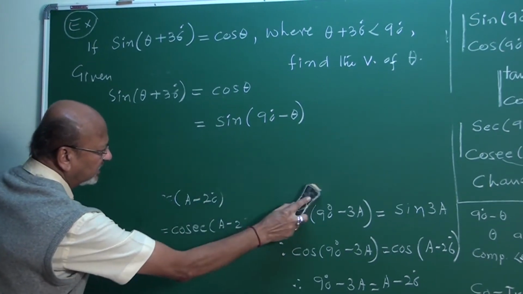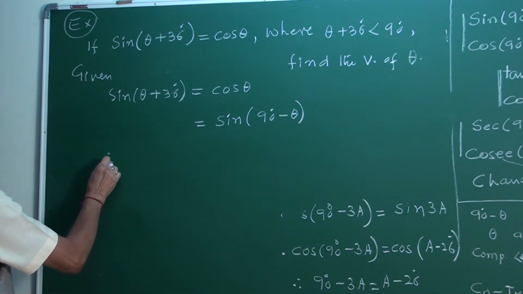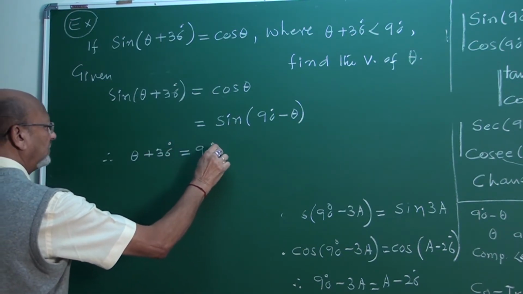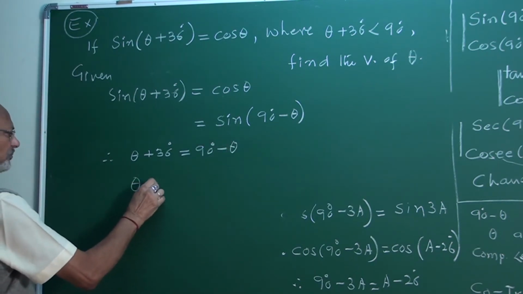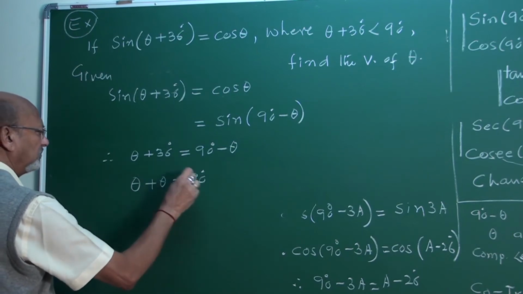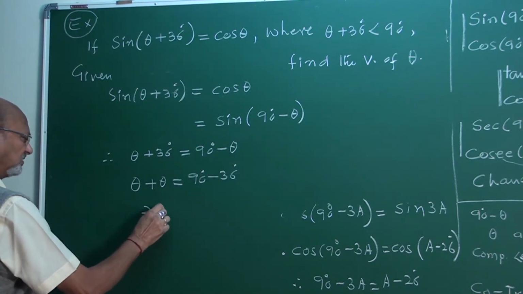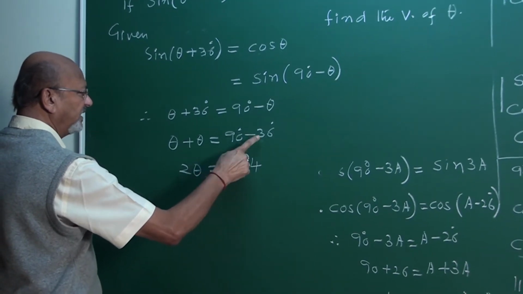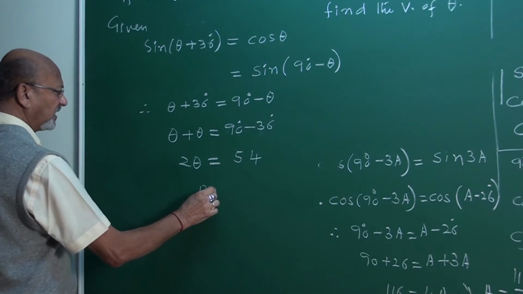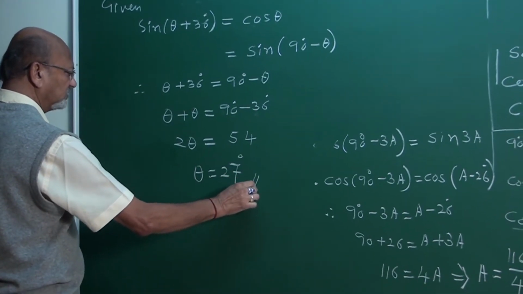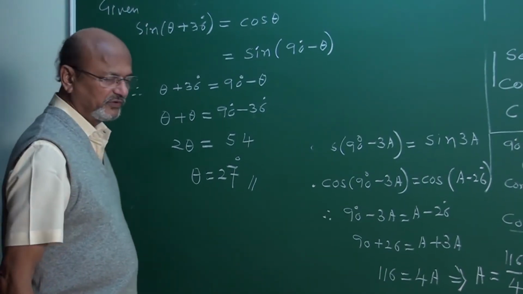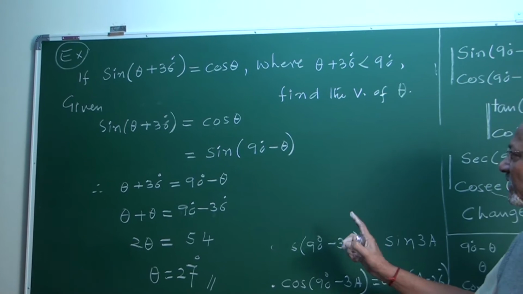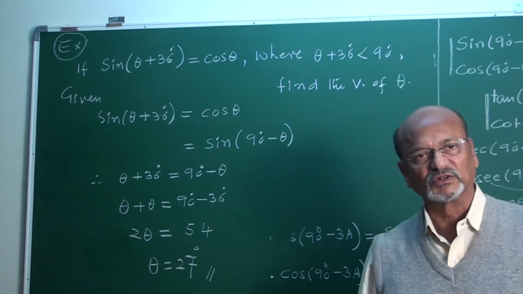Therefore, angle in LHS, theta plus 36 degrees, equals 90 minus theta. Simplification: theta plus theta equals 90 minus 36 degrees. 2 theta equals 54 degrees. So angle theta is 54 upon 2, which is 27 degrees. My friends, all these are only one type. You may expect them under 1 mark, otherwise 2 mark questions.